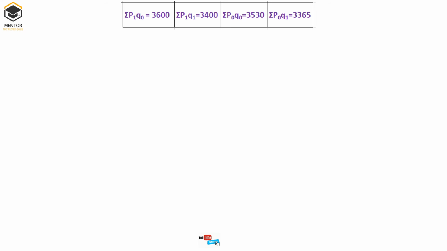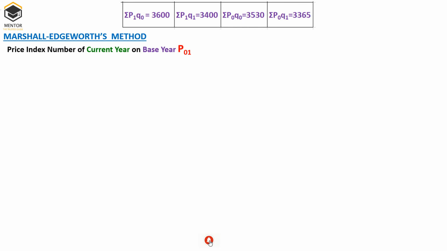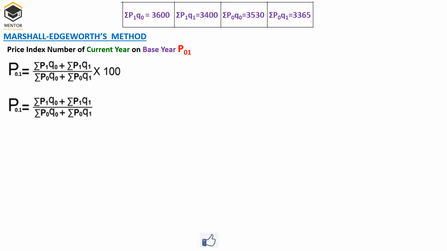So I am going to start this solution part with the Marshall-Edgeworth method. So what is the Marshall-Edgeworth method? We know the price index number of the current year based on the base year, P01, is given as this Marshall-Edgeworth formula. If you remember, at the beginning of this video I told you that in the test of consistency you have to just take the decimal value, not the percentage. So the formula is not going to have the into 100 part. Only the summation values we are going to consider here.